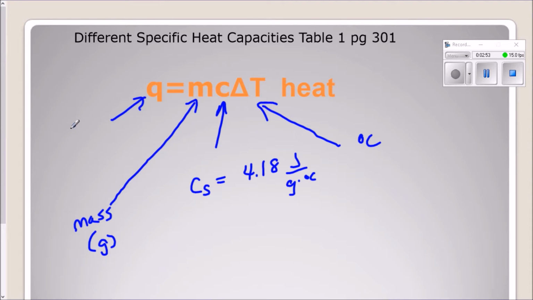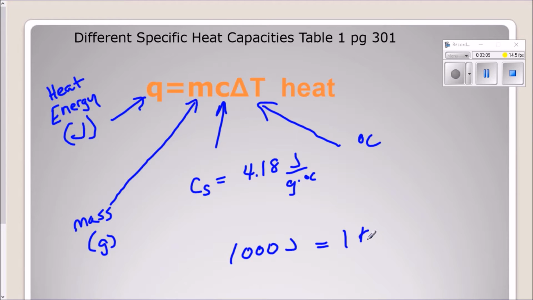I also want you to keep in mind that this is energy, or heat specifically, so heat energy. And it's measured in the units of joules, which is represented by a J. 1,000 joules is going to equal 1 kilojoule.